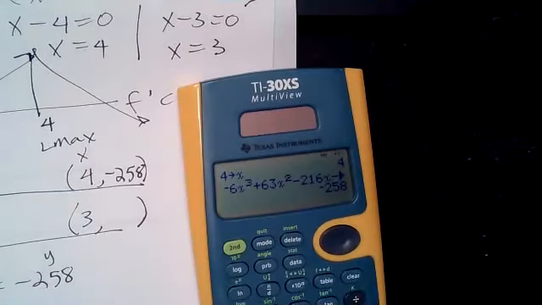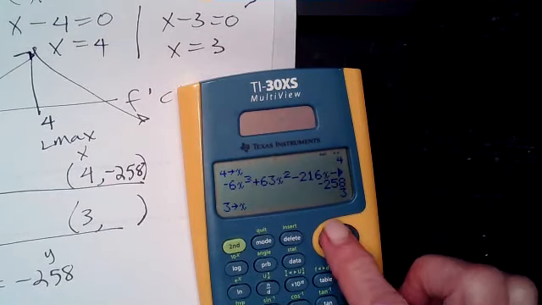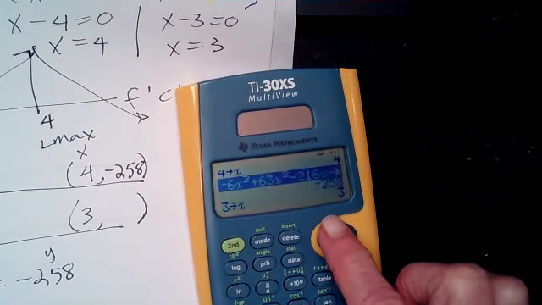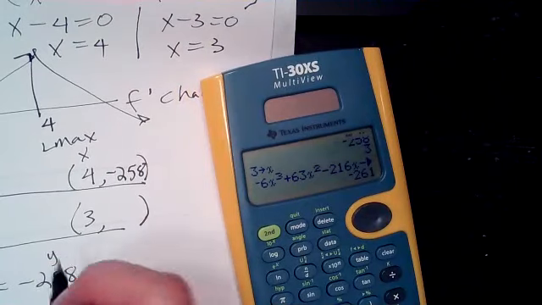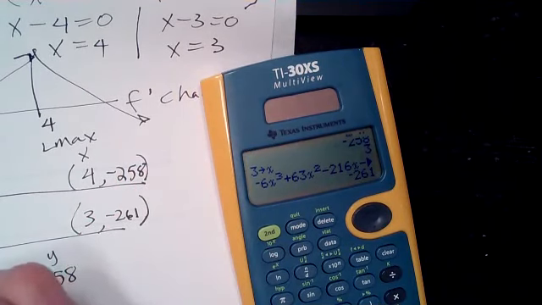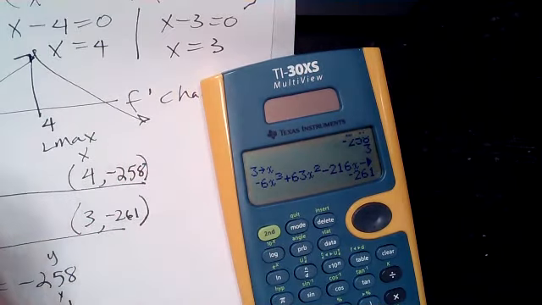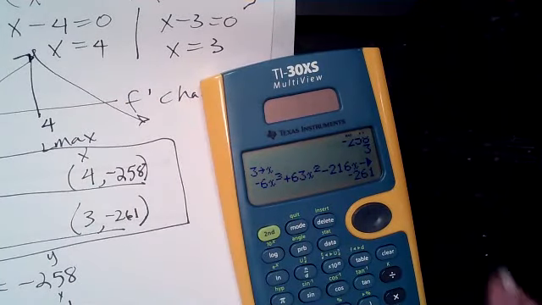So my minimum should be less than that. Let's put in 3 and store for x and enter. And then all I have to do is I've already got my function in there. And I get negative 261. So yeah, negative 261. And that's my x and that's my y. And I have my local max and my local min. Okay?